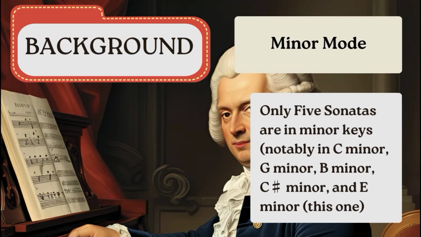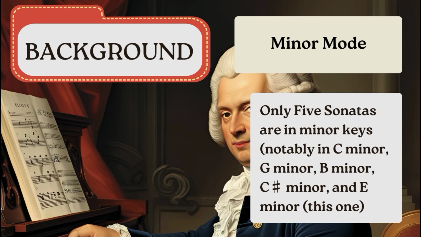Minor keys were unusual for Haydn. Of his roughly 50 plus piano sonatas, only 5 are in minor keys, notably in C, G, B, C sharp, and E minor, which is the piece we are analyzing here.